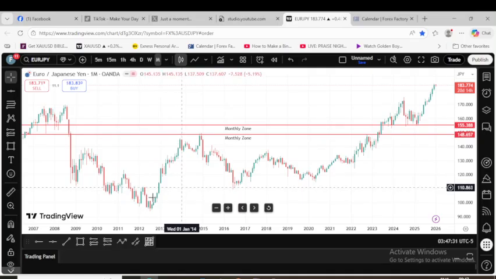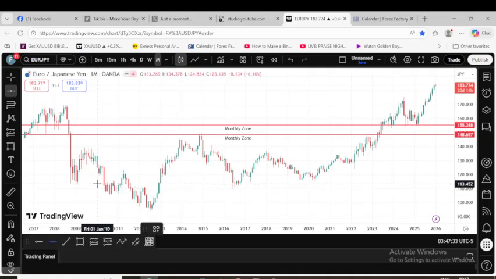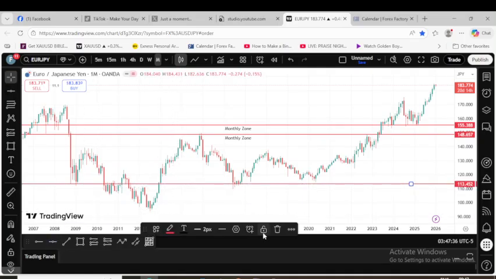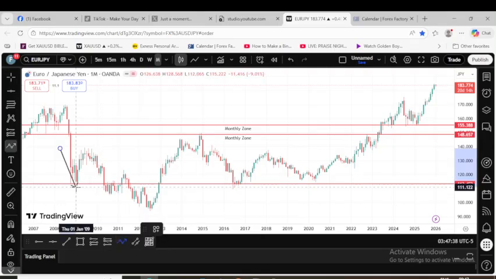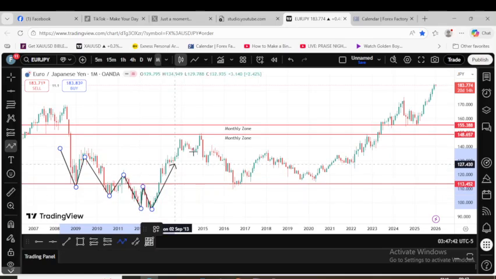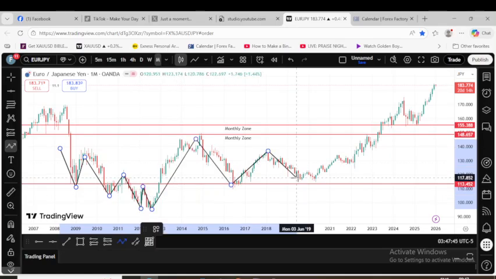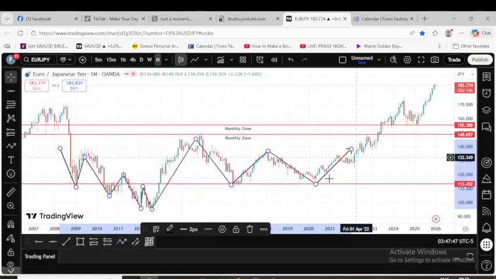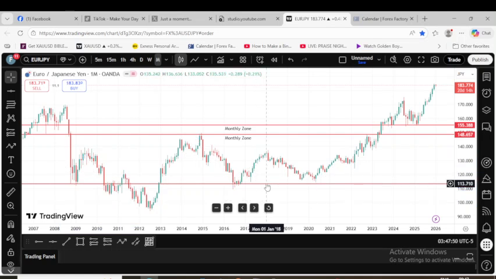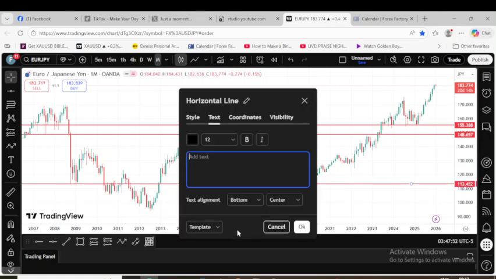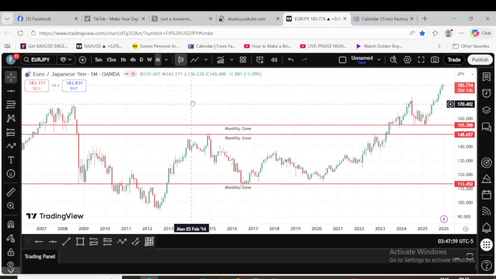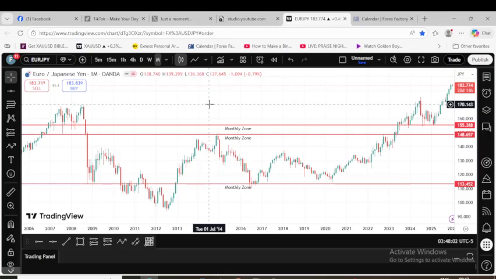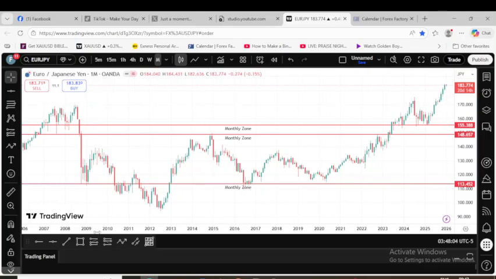I see that there's actually a zone here. Price has tested this level multiple times. Price bounced, went through it. We tested it here, came back up, and then bounced off of it not just once, but twice. This is a zone here as well.